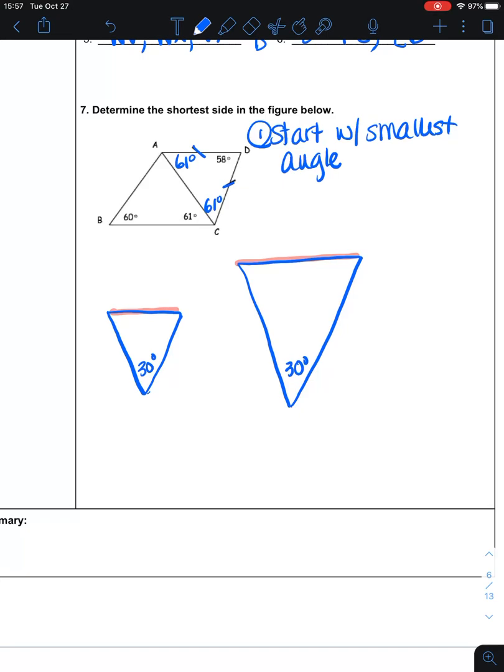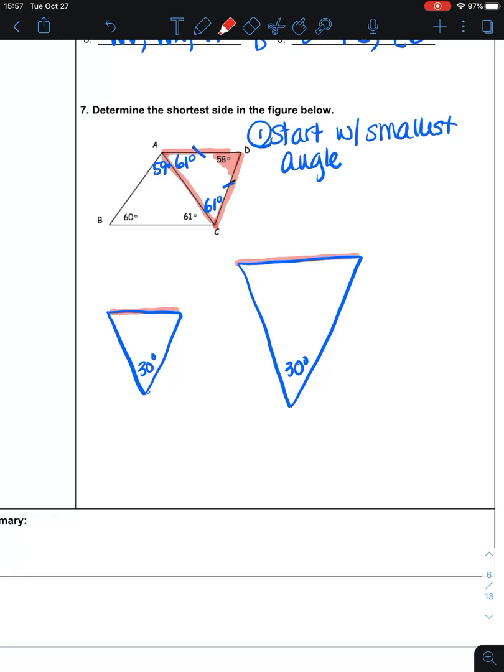Okay, so each one of those is 61 degrees. Then I know that I need this angle BAC, so 60 plus 61, and subtract that from 180, says that this angle right here is 59. So first, we have to find all of the angles if we don't have them. Once we have all of the angles, I can start with the smallest angle in the whole picture. The smallest angle in the whole picture is this 58-degree angle.